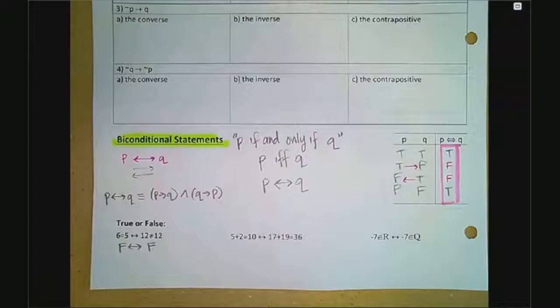-7 is an element of, remember what this R is? That is the real numbers. This Q is the rational numbers. Q is for quotient. So we're saying -7 is an element of the reals. That's true. -7 is an element of the rationals. That's also true. If I have true, if and only if true, it works going from left to right. It works going from right to left. This would be true.